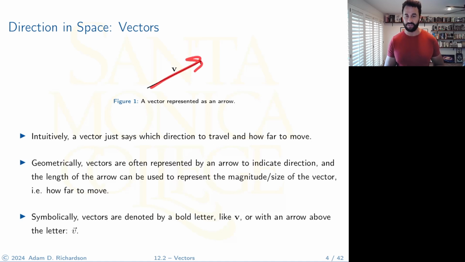Geometrically, we often use arrows to represent vectors, and the length of the arrow can be used to represent the magnitude of the vector, or basically the size of the vector. Symbolically, if we want to write things down, we either use a bold letter like V, or we use a letter with an arrow over the top of it like so. I will probably start by using just the arrows when I want to write them down, but to be honest, I tend to forget to use the arrows sometimes, so the context will be what you have to pay attention to.